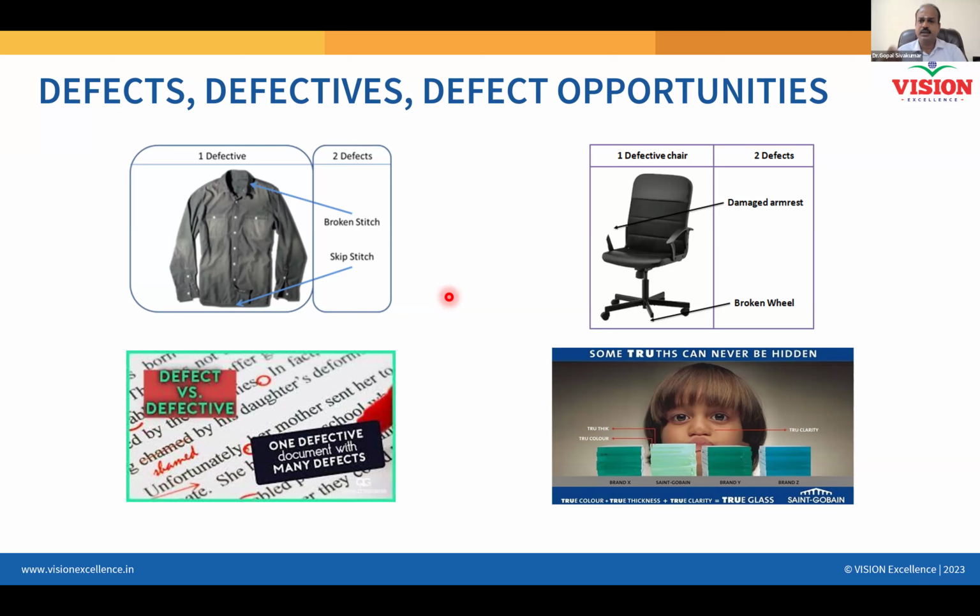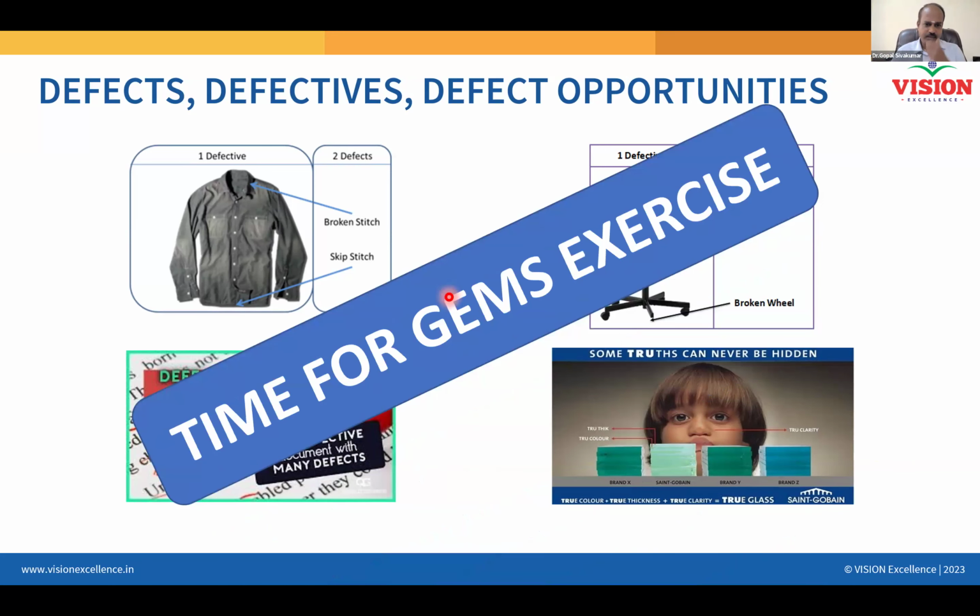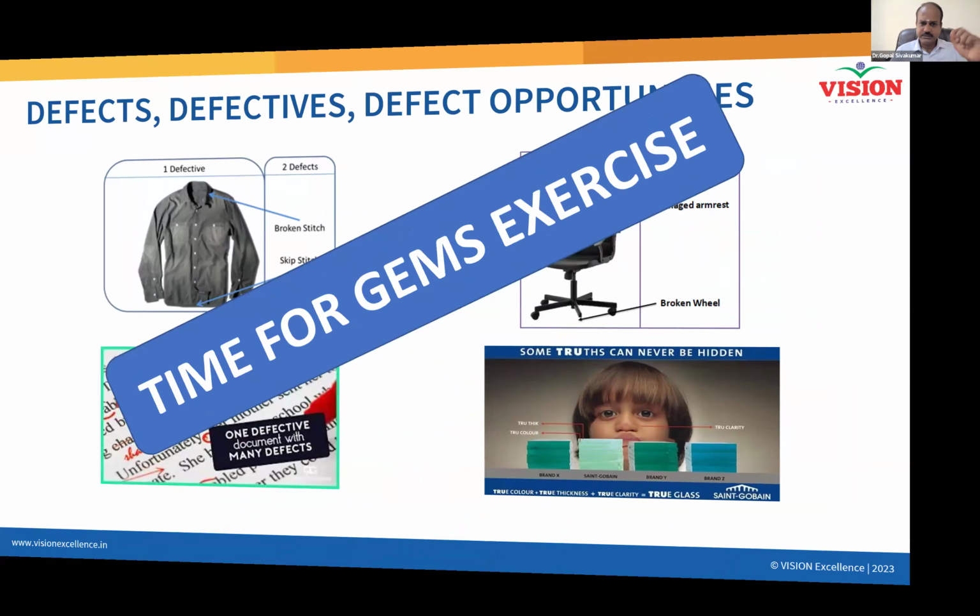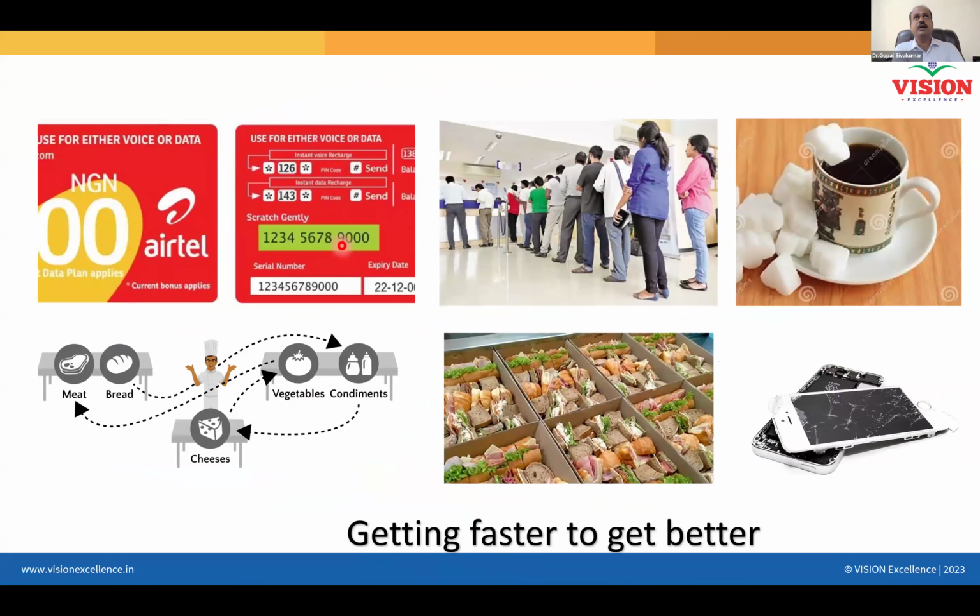Everything depends on your ability to identify all the CTQs. What are CTQs? Critical to quality characteristics. The measurable metrics that can indicate your performance with respect to each of the customer requirements. Okay, we'll do this exercise a little later. So now, what is your understanding so far?